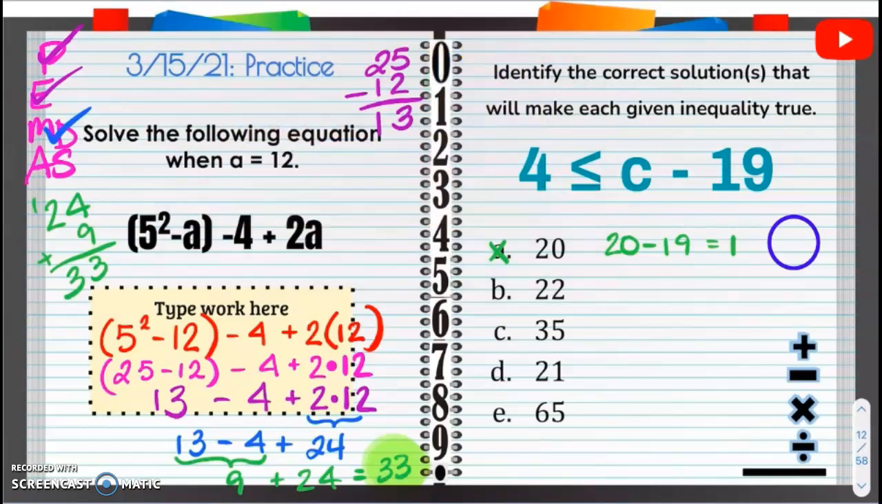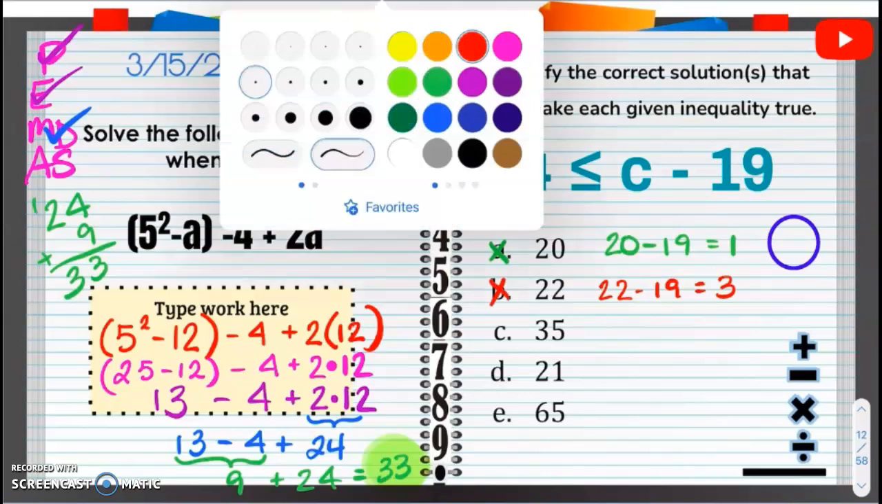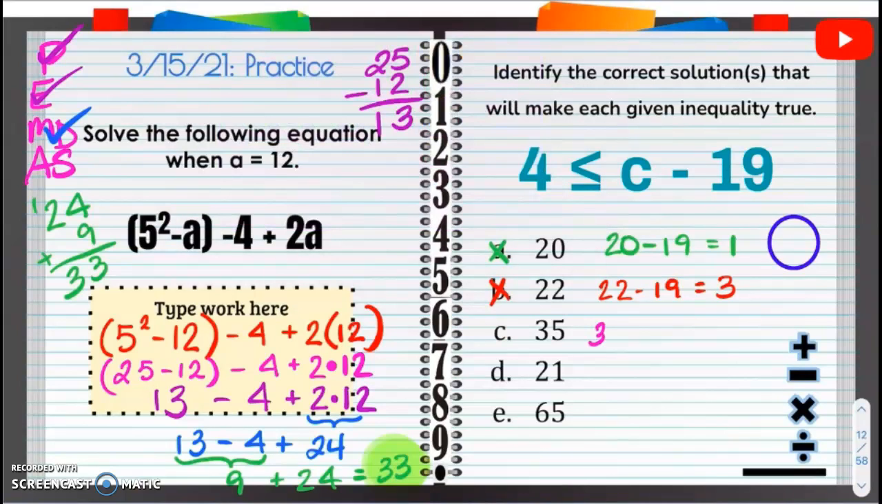Let's take a look at the next one. If I have 22 minus 19, 19, 20, 21, 22, that's 3. Is 4 less than 3? Or equal to 3? No. How about 35 here? Minus 19. 35 minus 19. Let's see. 35, 19. 3 becomes a 2. 5 becomes 15. 6 and 1. We get 16. Is 4 less than 16? Yes. 4 is less than 16.